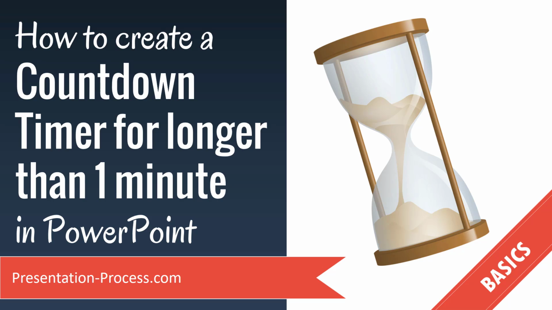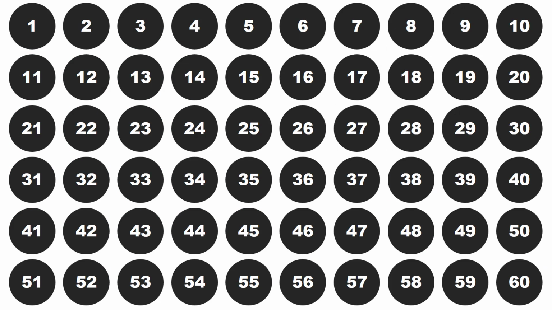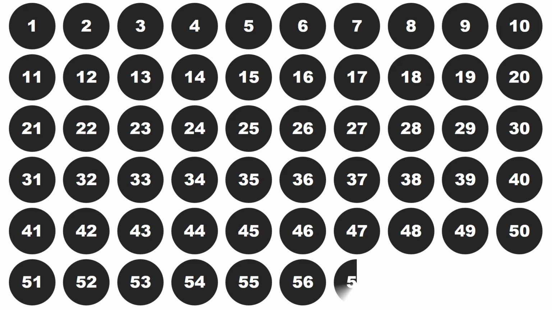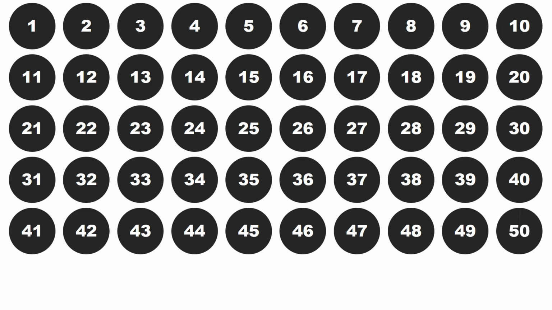In this video, I'll show you how to create a countdown timer for longer than 1 minute in PowerPoint. In my earlier video, I showed you how to create a simple 1 minute countdown timer in PowerPoint, and it looks like this. The way it works is, on a click, each of these numbers vanishes, so that by the time all the 60 circles with numbers vanish, you have 1 minute counted down. So that is how the simple countdown timer works.